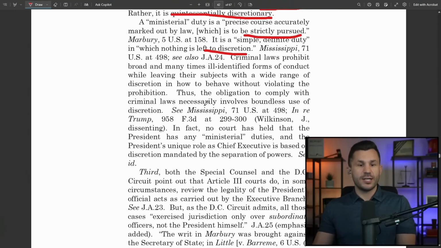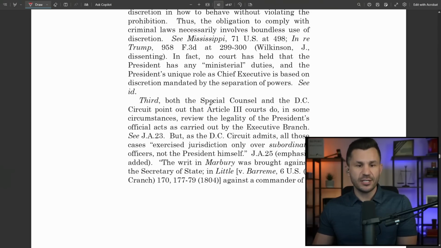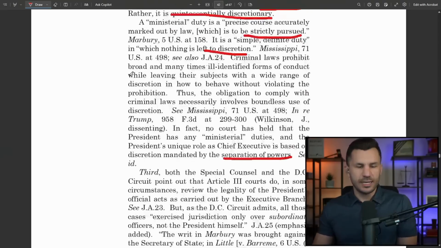Okay, criminal laws prohibit broad and many times ill-identified forms of conduct while leaving their subjects with a wide range of discretion on how to behave without violating the law. Thus, the obligation to comply with criminal laws necessarily involves boundless use of discretion. In fact, no court has held that the president has any ministerial duties, and the president's unique role as chief executive is based on discretion mandated by the separation of powers. So Chutkin, again, just made it up, as we said.